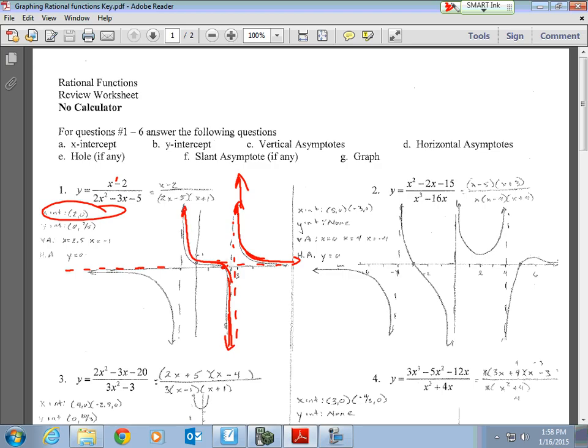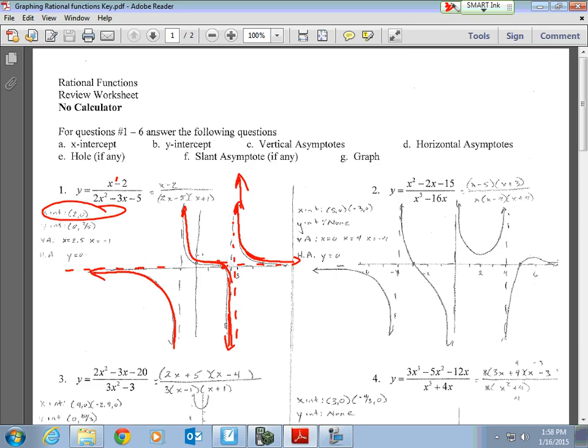Same logic. Once I go from the right-hand side of this asymptote to the left-hand side of the asymptote, my y values switch directions. So it goes to negative infinity. It does not pass through the x-axis over here, but it does approach y equals 0 as x goes to negative infinity because it's a horizontal asymptote. And there's my graph.